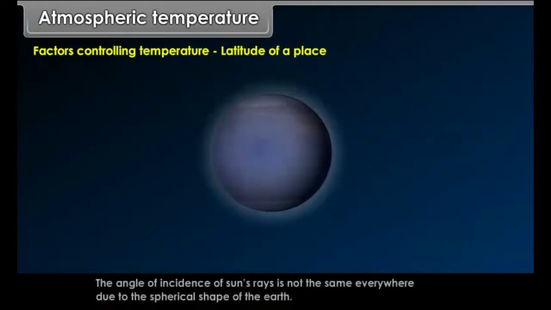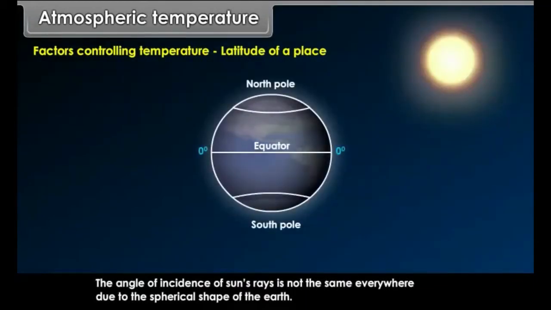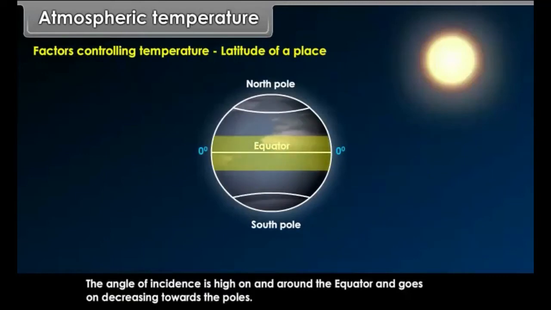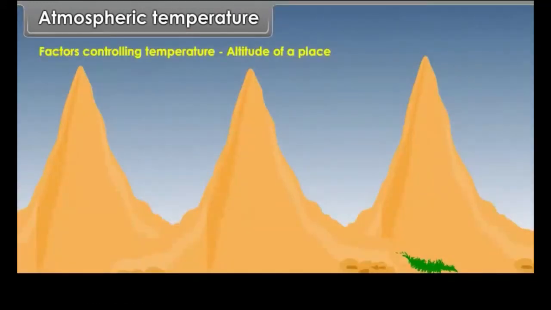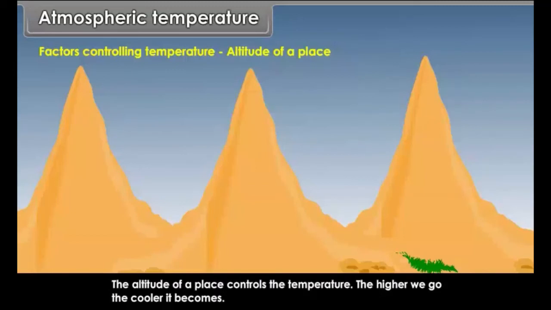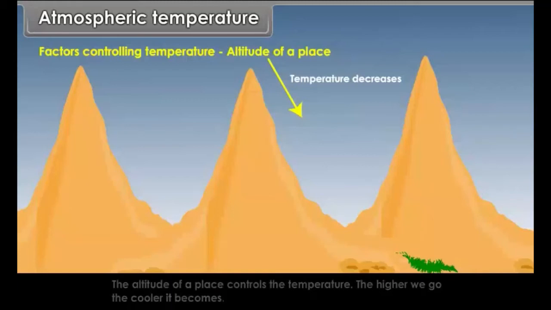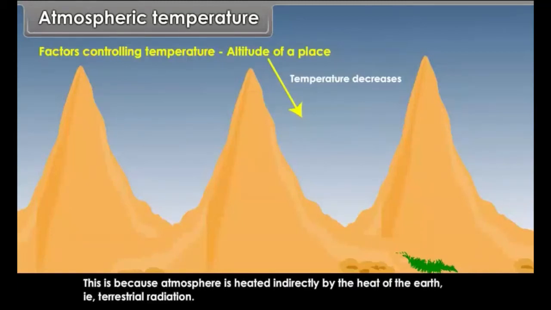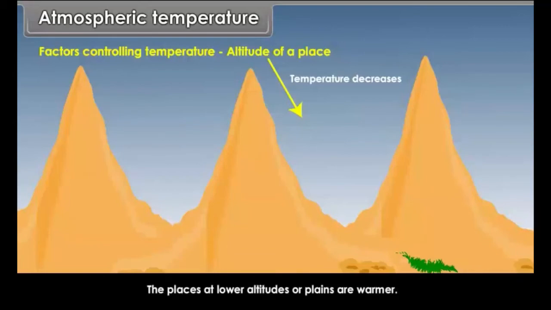Latitude of a place. The angle of incidence of sun's rays is not the same everywhere due to the spherical shape of the Earth. The angle of incidence is high on and around the equator and goes on decreasing towards the poles. Altitude of a place. The altitude of a place controls the temperature. The higher we go, the cooler it becomes. This is because the atmosphere is heated indirectly by the heat of the Earth, that is, terrestrial radiation. The places at lower altitudes or plains are warmer.